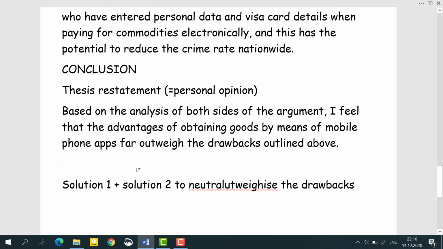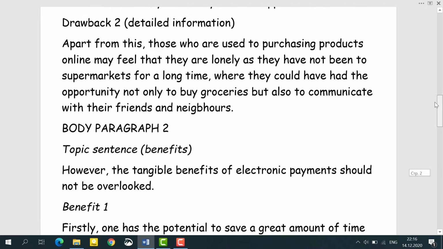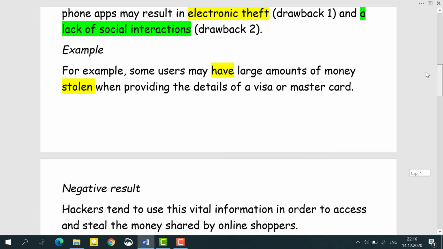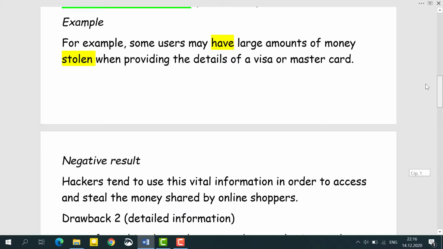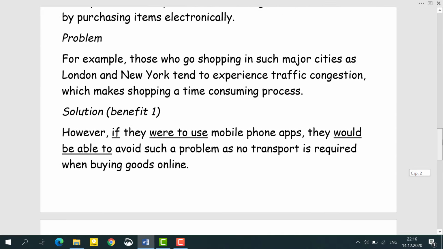Okay, good. Now, the examiner might say, hold on. Just a second. So here he needs to write, neutralize. Okay, so the examiner might say, hold on, Neil. But you have described some problems before. You have described several drawbacks in the first paragraph. How about this?